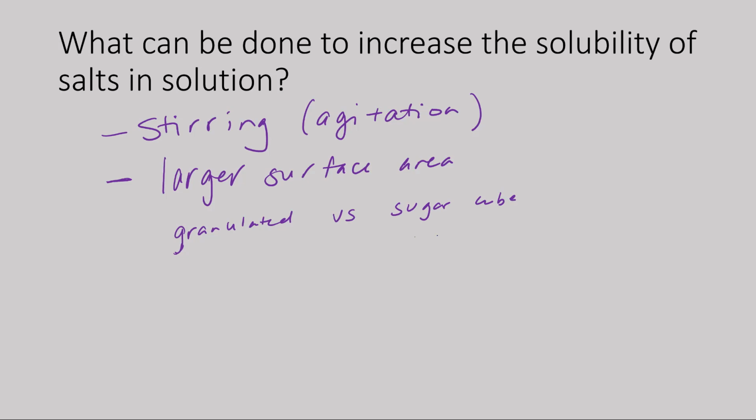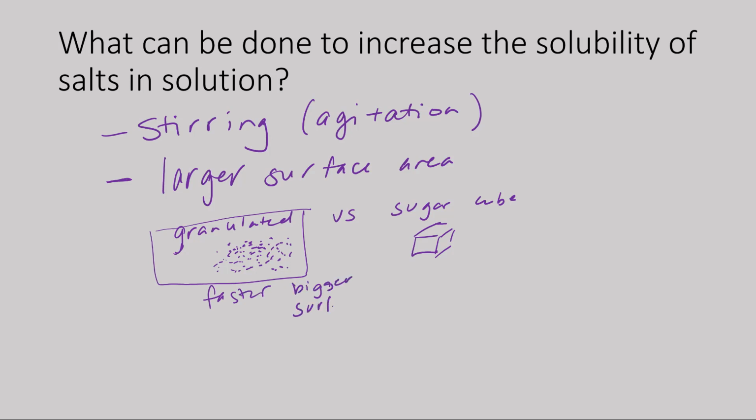Now, a sugar cube is a clump of sugar that's in the shape of a cube. And if I were to put that in there and then put the same amount of sugar, but in granulated form in the water, which do you think would dissolve faster? Yeah, the granulated sugar would dissolve faster because it has a bigger surface area. Because you can access the little particles more readily.